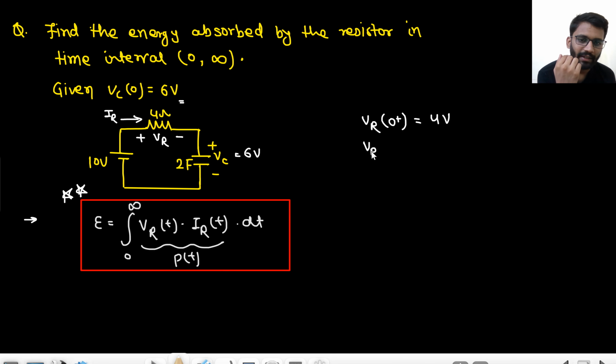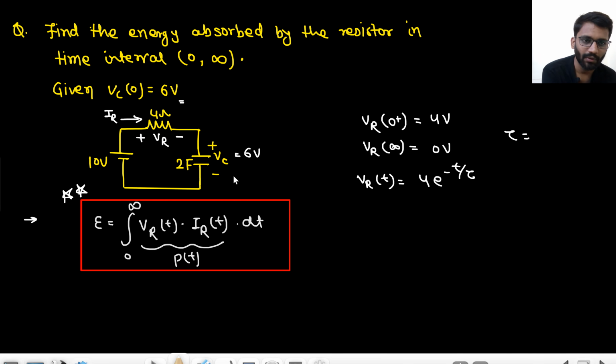What will be the value of VR at t equals infinity? Tell me. 0 volt, right? Because the capacitor will be open circuited. If the capacitor is open circuited, that means there will be no current through the resistor. If there is no current through the resistor, that means the drop will be 0 volt. So what will be the expression of VR(t)? It would be 4 e to the power minus t upon tau.